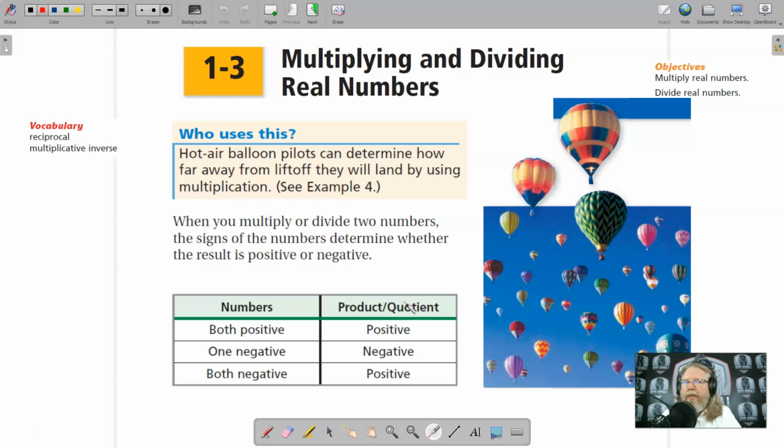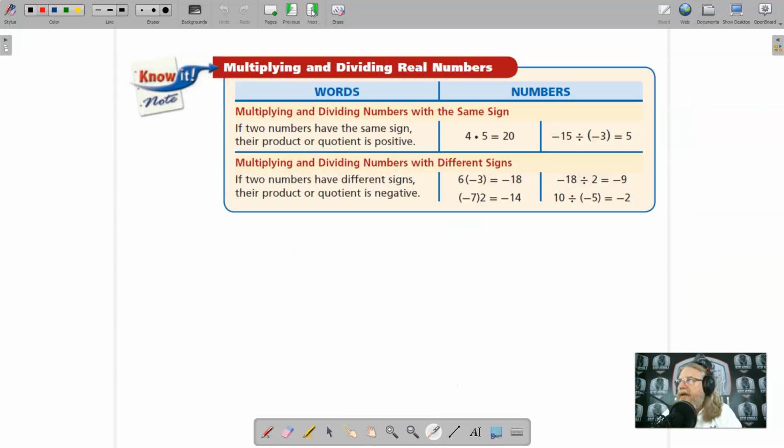So we're talking about multiplying and dividing here, which actually matches up to exactly what the title of our lesson is. So if both numbers are positive, then the answer is going to be positive. And if both numbers are negative, then again the answer is going to be positive. However, if one of the numbers is negative and the other one's positive, then the result is going to be negative as well.